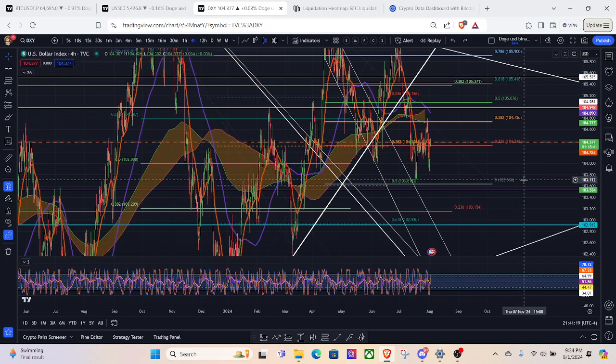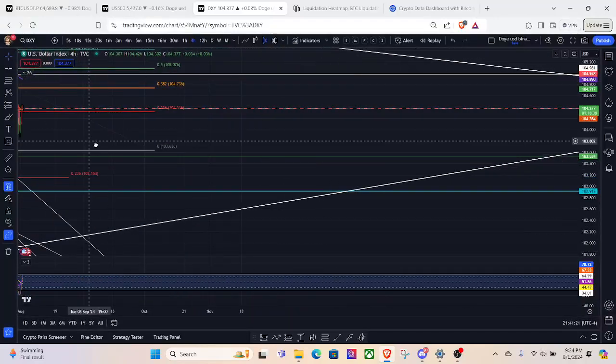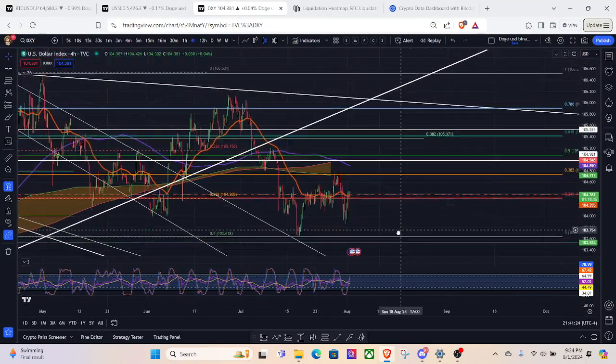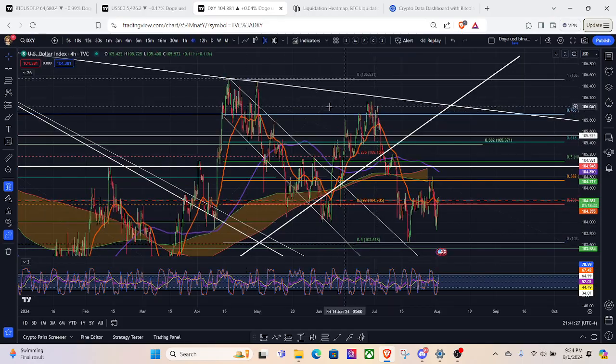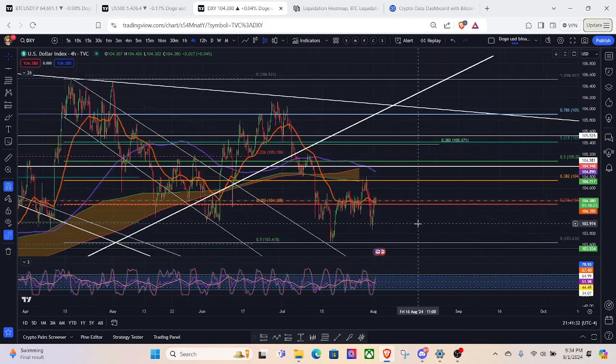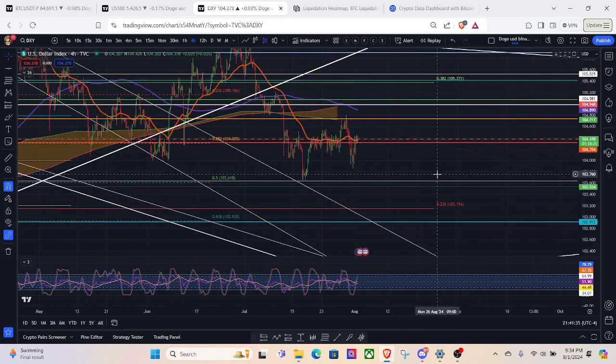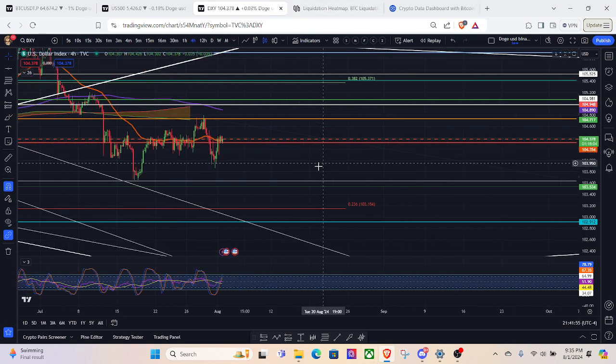So if the DXY continues to put in lower highs, and we've seen two pretty significant local tops, and this is actually a lower high right here, and continues to trend down from here, that's actually bullish and a good thing for risk assets that are priced in the US dollar, because as the US dollar loses value, the assets that are valued against it gain value. So basically the prices of the assets that you're holding are going up. I'm holding quite a few things on spot.